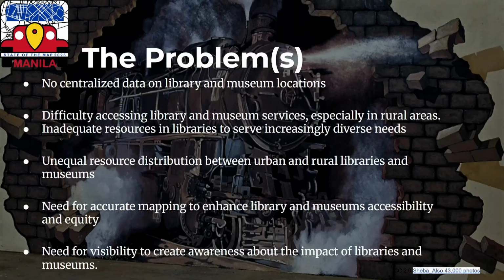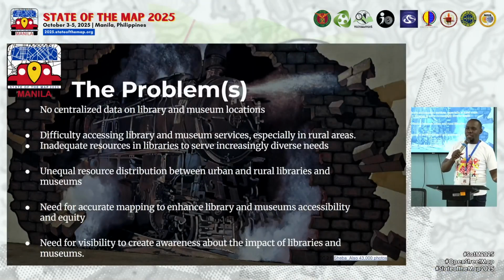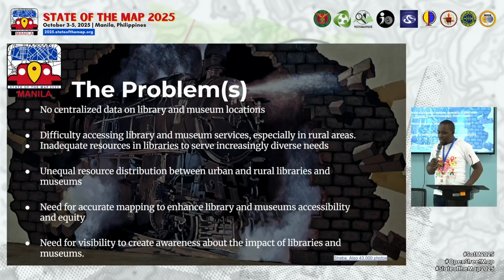There was no centralized data on museum and library locations. There were literally just names. They know that in this district we have these libraries, but when you ask them where exactly these libraries are, they can't provide this data.